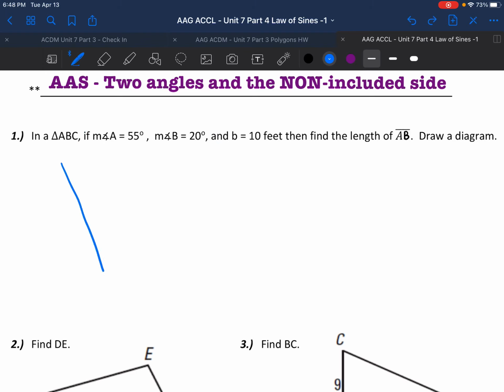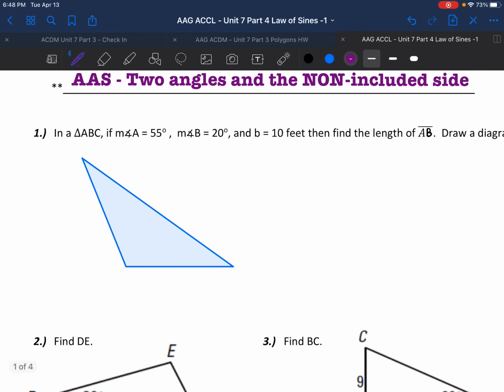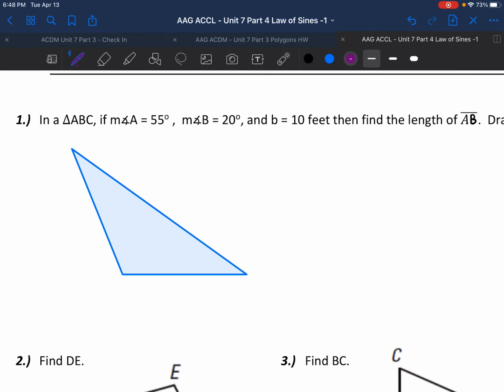So I'm going to draw myself an obtuse triangle because one of those angles is going to be 105. So let's go ahead and label. Let me put these in here. I'm just taking a guess. Let's say this is 55, this is 20, all right? It's not to scale here, it's just a sketch. And that's going to be the obtuse 105.